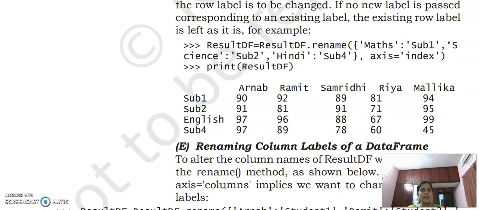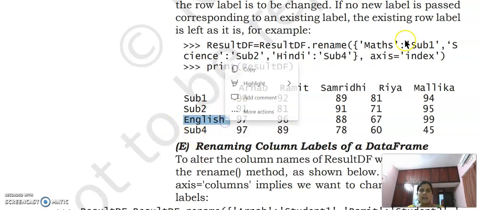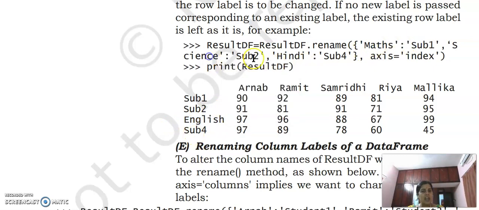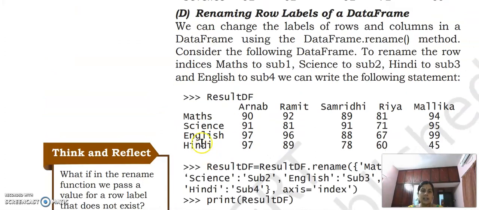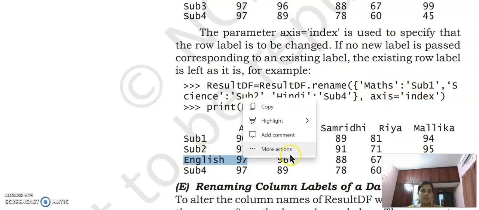If we are renaming row labels, we can use the axis parameter also. Suppose we want to rename three subjects, Sub1, Sub2, Sub4, and keep English the same. Instead of Math, Sub1; instead of Science, Sub2; instead of Hindi, Sub4, and then we use axis equal to index. The remaining rows stay the same. English will not change, because with axis equal to index, an existing row label that we do not specify will not change. Here we changed three subjects, and English is the same as before.